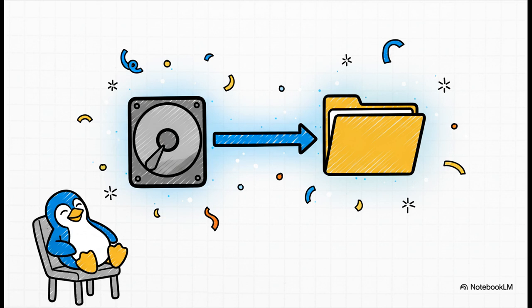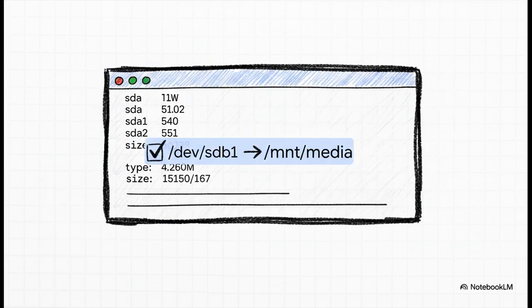You can officially relax. For that final little bit of confirmation, just run lsblk one last time. And there it is. You should see your drive partition, and right there next to it, the mount point you created. Your files are now ready to go at /mnt/media, and they'll be there every single time you boot up your computer.